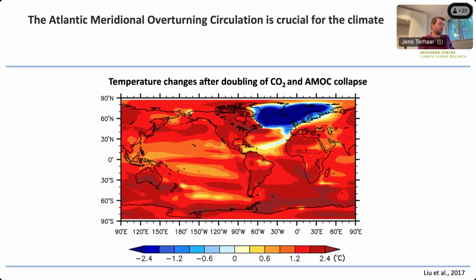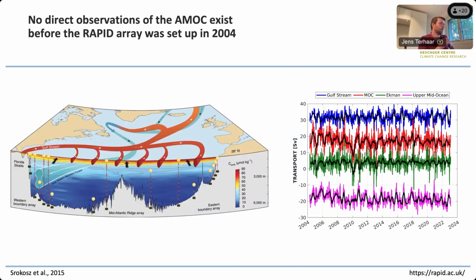That shows how important this circulation really is for us, and that's why it needs to be monitored. This is happening in different areas. Here is probably the most well-known of them, the RAPID array at 26.5 degrees north. You can see how it is set up with moorings, and on the right, the resulting overturning circulation measurements of the different components. In red is the sum, the meridional overturning circulation.